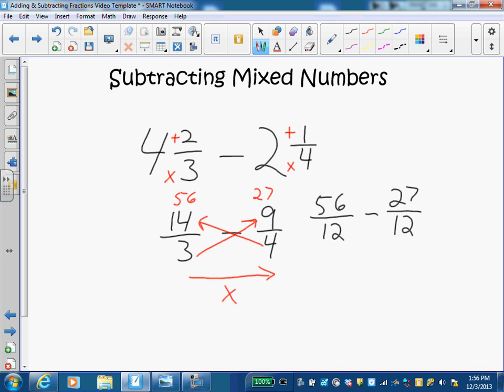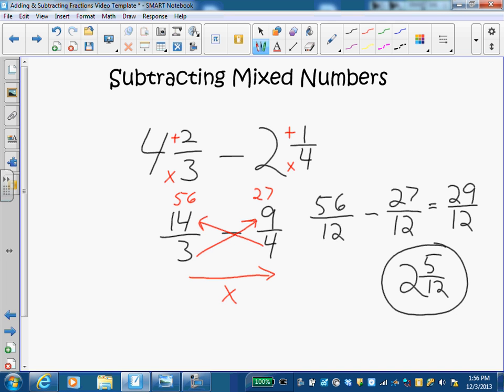And when I do the subtraction on that, I might have to work that out off to the side. 56 take away 27 turns out to be 29. So I'm left with 29 twelfths. Well, that's an improper fraction. I've got to fix that. So I've got to go through and do the division. 29 divided by 12. 12 will go into 29 2 times, because 2 times 12 is 24. And so 29 take away 24 leaves me with 5. So my answer is 2 5/12.